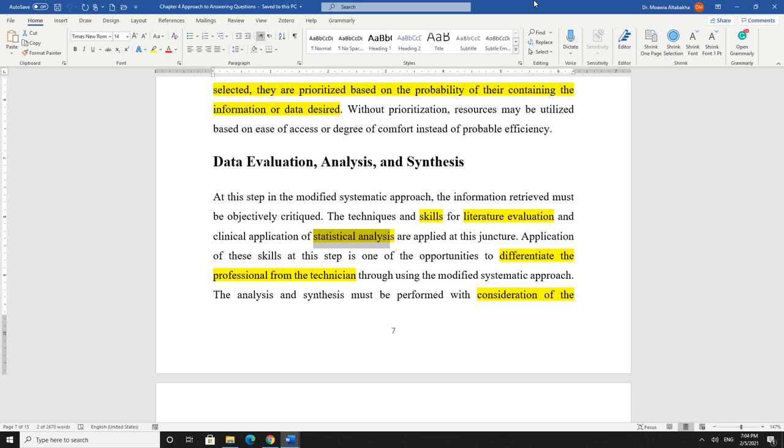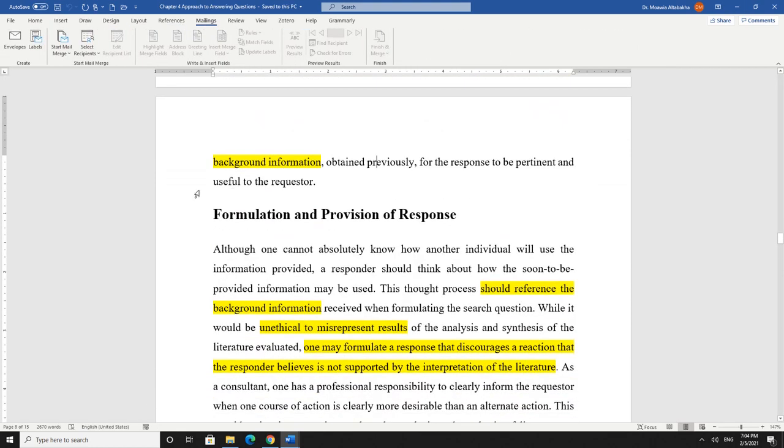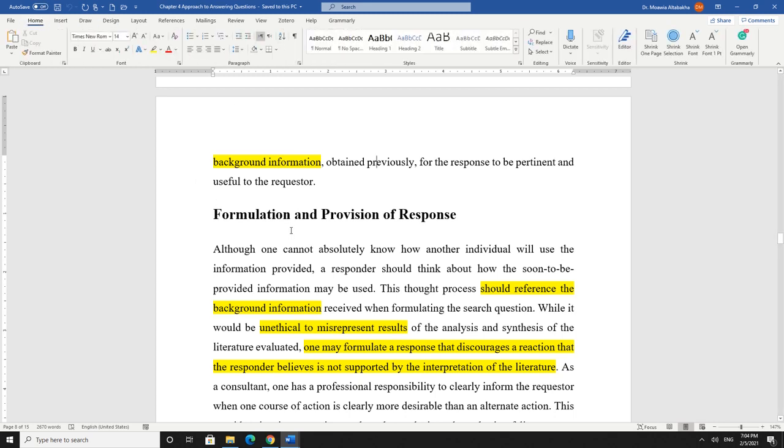A technician just does the job, but you evaluate everything before you make a decision. So what you have to do is evaluate, analyze, and then put together the pieces. Okay, when you put together the pieces, you might not be using the whole information you got. So you'll be responding to the information or to the request or to the question by the requester.